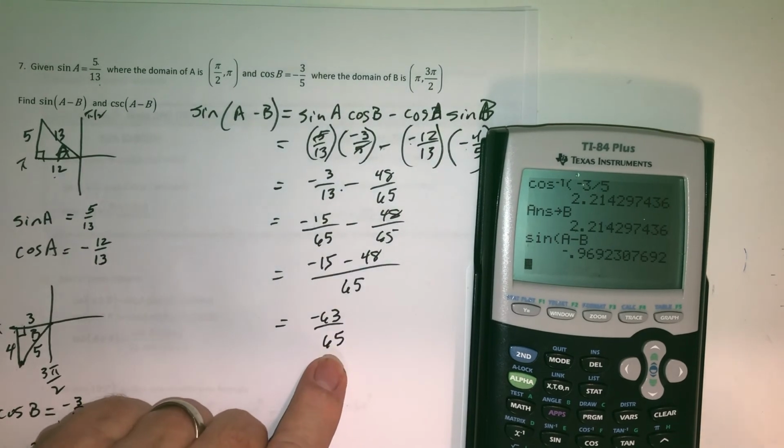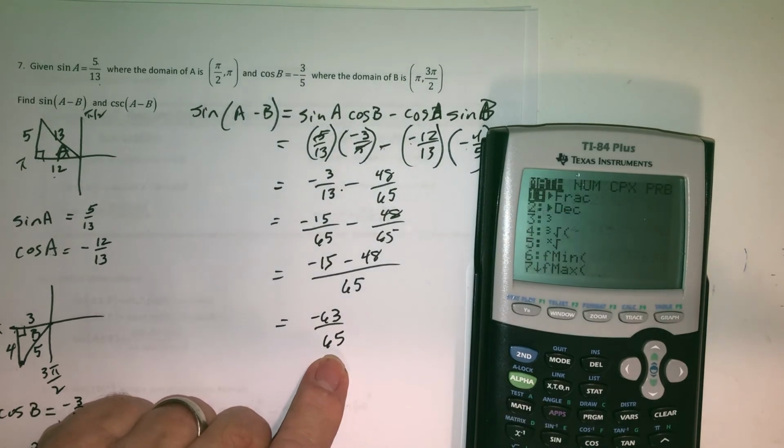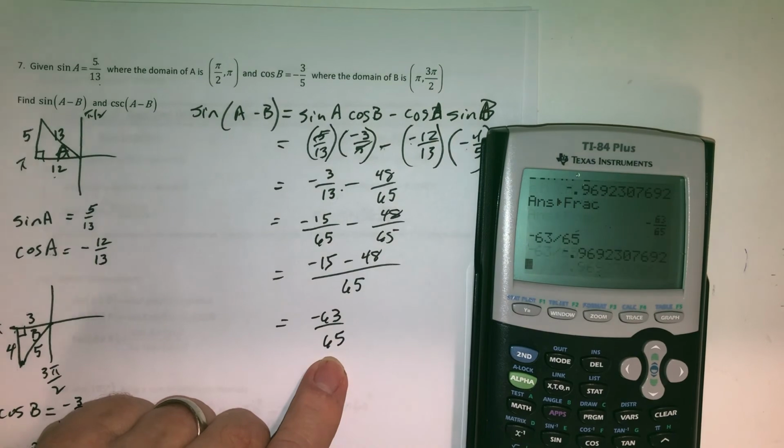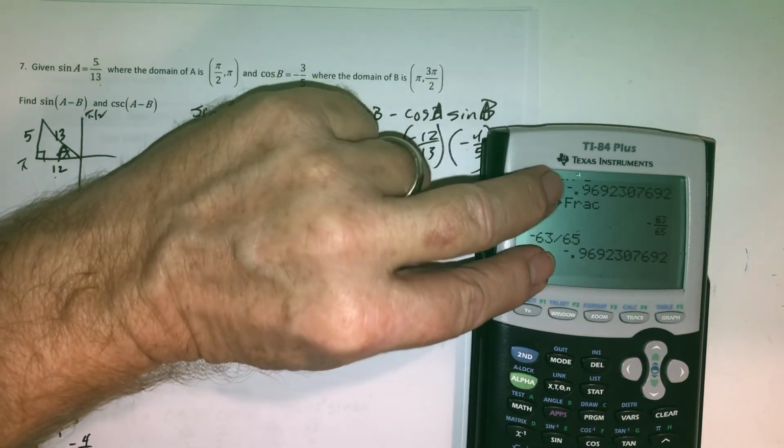Well, that should be the exact same thing as -63/65. And you can either hit math, enter and get it to convert that for you, or you could just type in -63 divided by 65, and you'll see you get the same decimal all the way across the board.